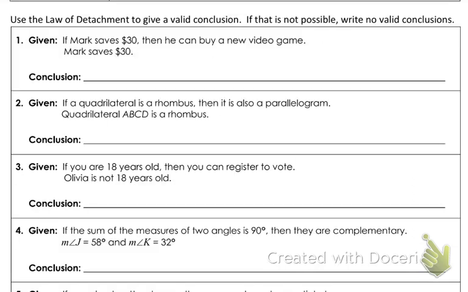So let's do a couple examples. Use the law of detachment to give a valid conclusion. If that is not possible, write no valid conclusion. So we start with, if Mark saves $30, then he can buy a new video game. Mark saves $30. Now here's the thing. What was my hypothesis? What is my hypothesis for this one?